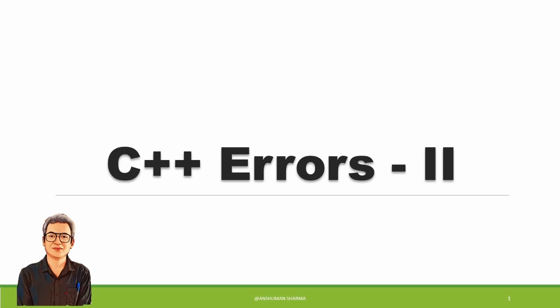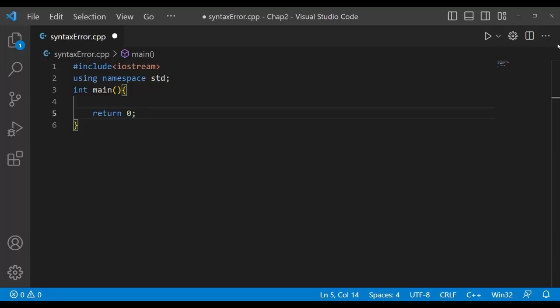In this lecture, I shall discuss programs to show various types of errors such as syntax errors, linker errors, runtime errors, and logical errors. Let us consider this program where I will show some syntax errors that are introduced.